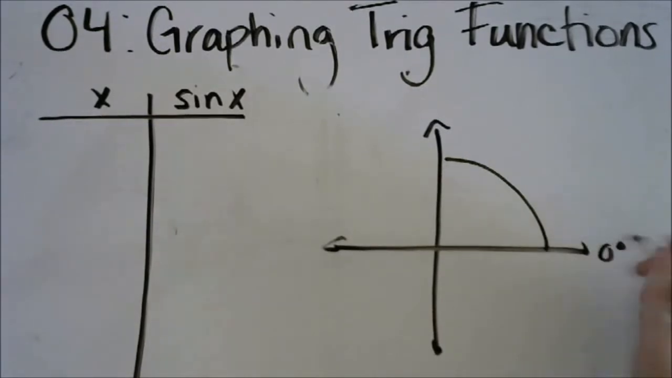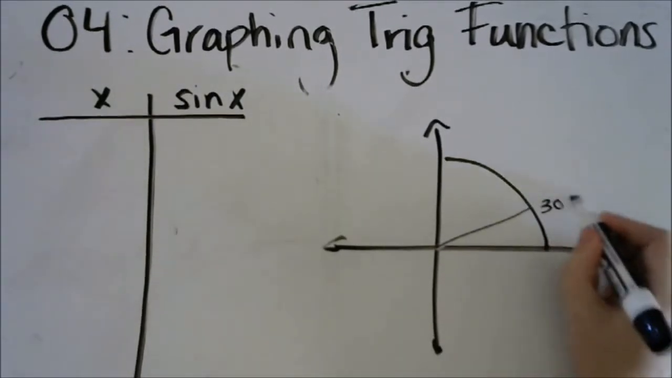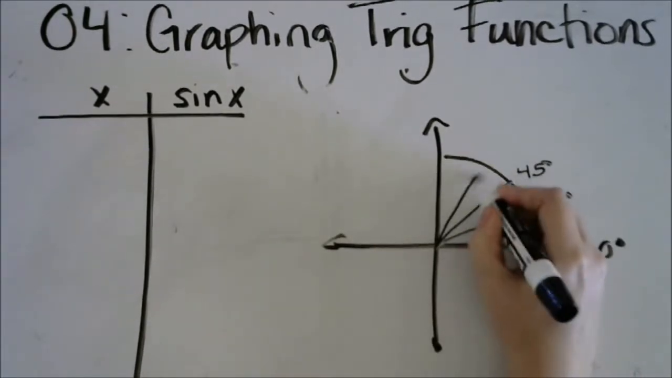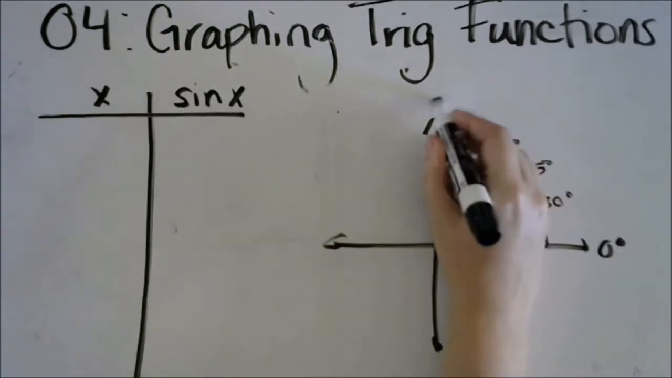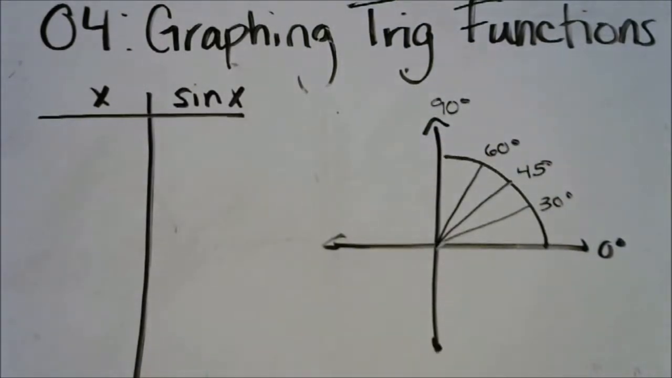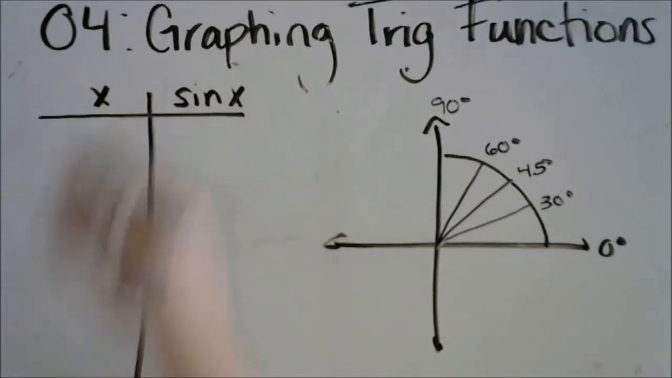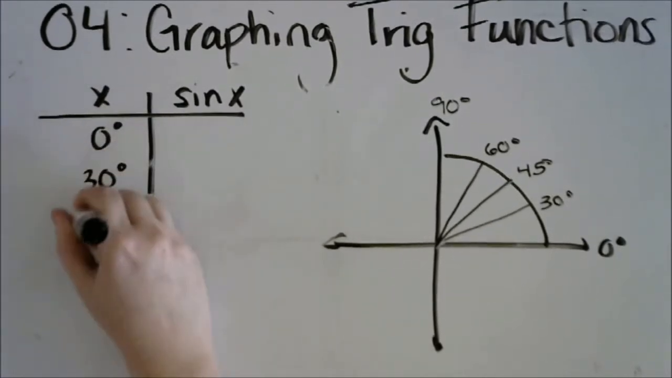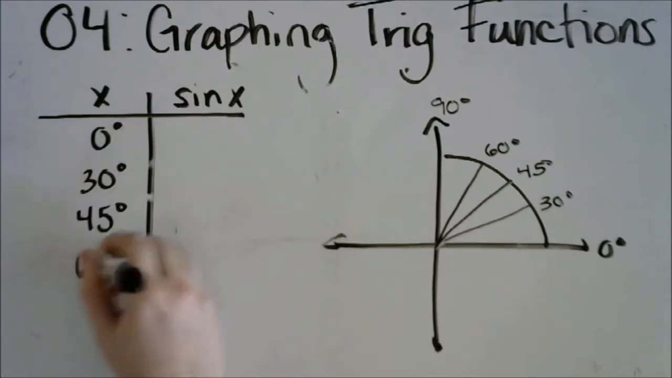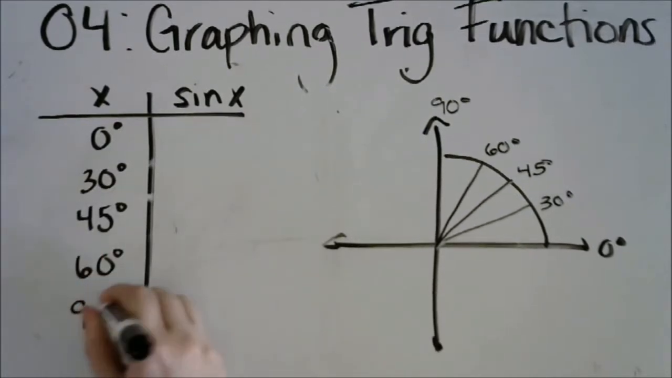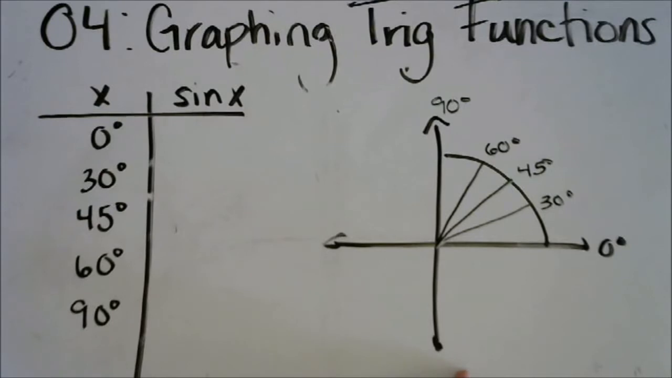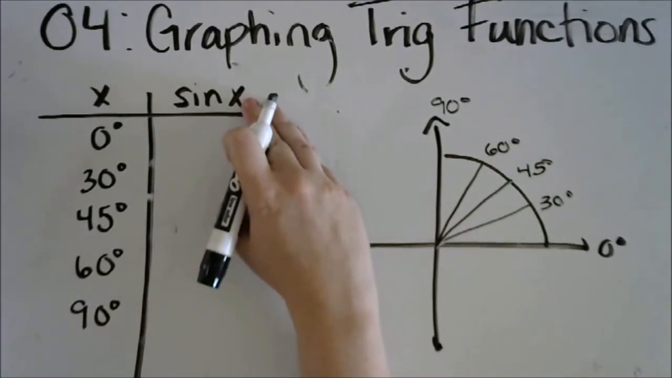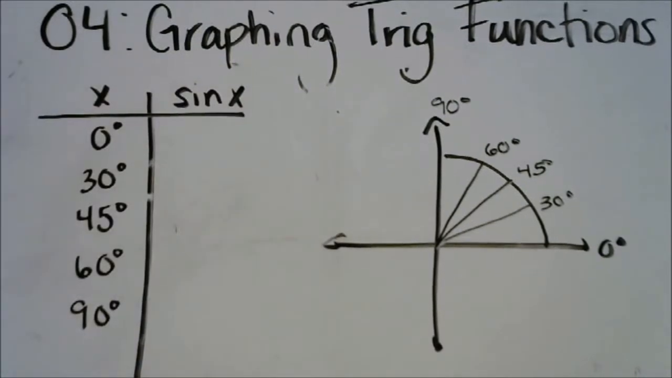We have 0 degrees, 30 degrees, 45 degrees, 60 degrees, and 90 degrees. So let's just graph these values. The domain, when graphing a trig function, is the angle. The range is going to be the coordinate of the trig function that we're graphing. In this example, that means sine.